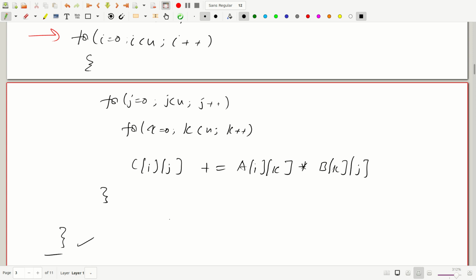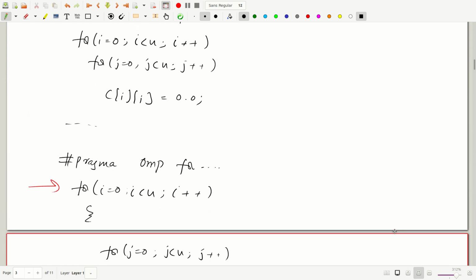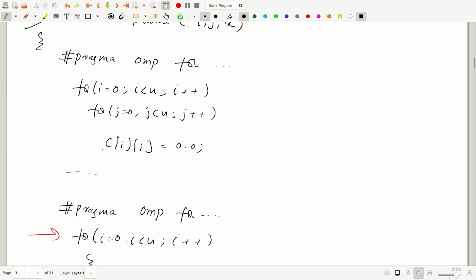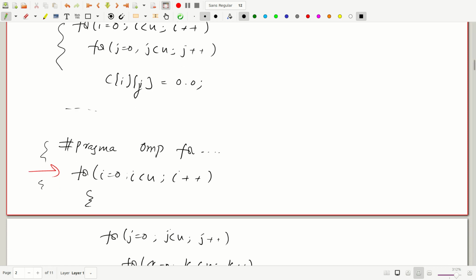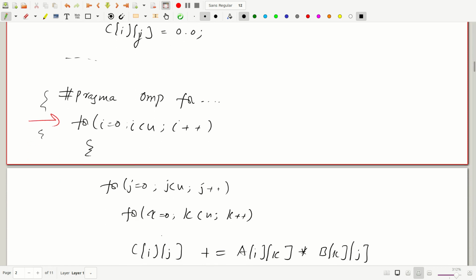Basically we are now able to parallelize the outermost for loop, right? Now of course you may think that this hash pragma OpenMP for is independent from this hash pragma OpenMP for in some sense, although we would like to have the corresponding Cij initialized to 0 before it is updated, right?